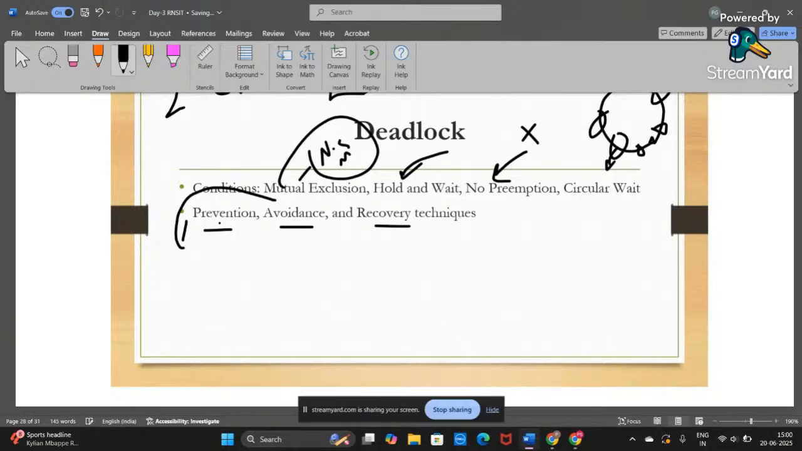Under prevention, there are four types of technique. The first one is mutual exclusion, which I already explained. Hold and wait requires that all resources be requested at once. Hold and wait also comes under prevention.